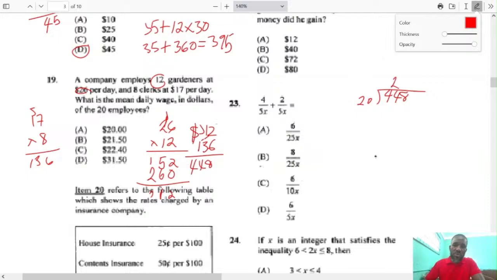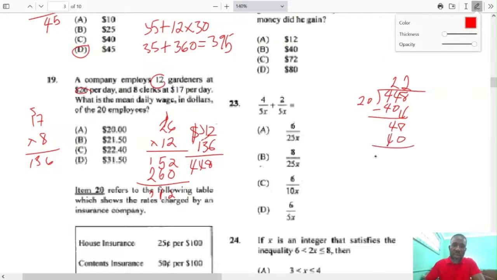So 2 times 20 will give us 40. Subtract, our remainder is 4, plus the 8. So 20 again into 48 will give us 2 times again. 2 times 20 will give us 40. And we can stop here.